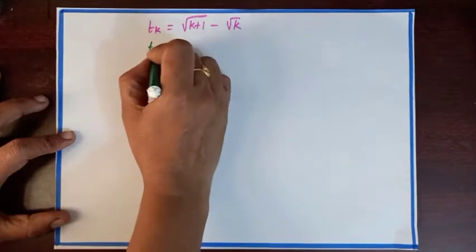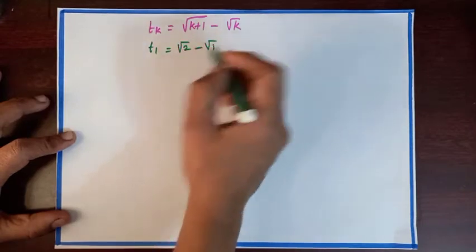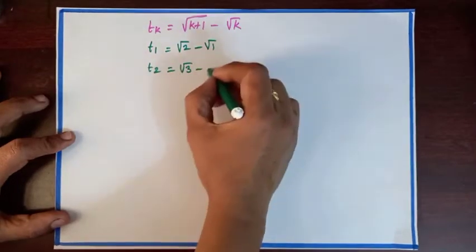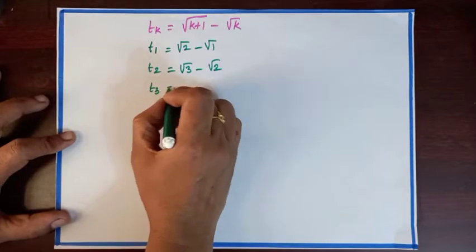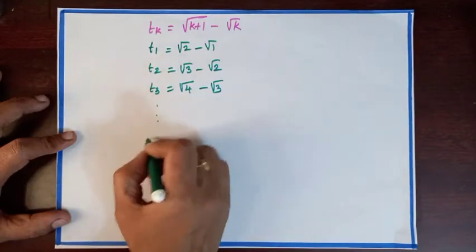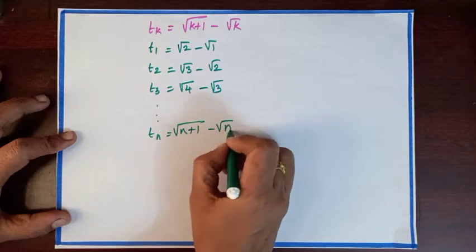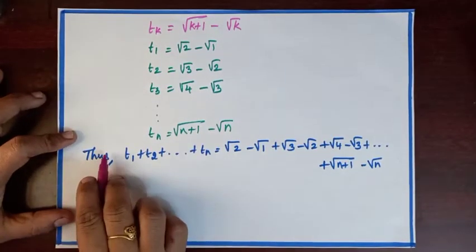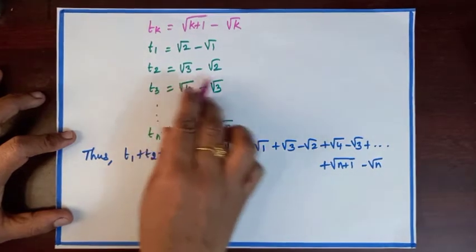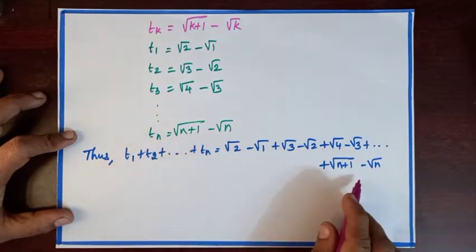Now I am going to find T1. T1 equal to, 1 plus 1, which is root 2 minus root 1. T2: 2 plus 1 is root 3 minus root 2. T3: 3 plus 1 is root 4 minus root 3. Dot dot, Tn. Tn equal to root of n plus 1 minus root n. Thus T1 plus T2 plus dot dot Tn is equal to root 2 minus root 1 plus root 3 minus root 2 plus root 4 minus root 3 plus dot dot root n plus 1 minus root n.